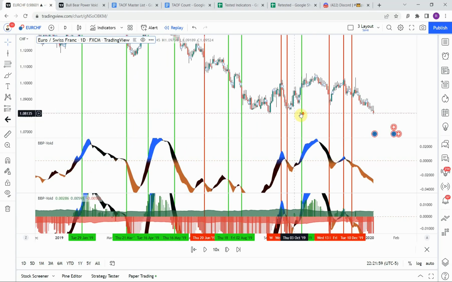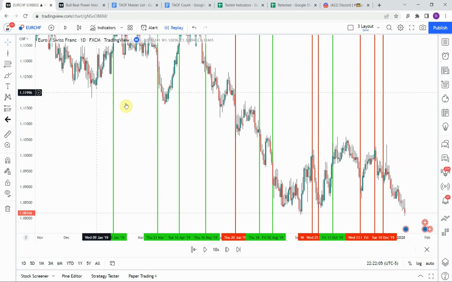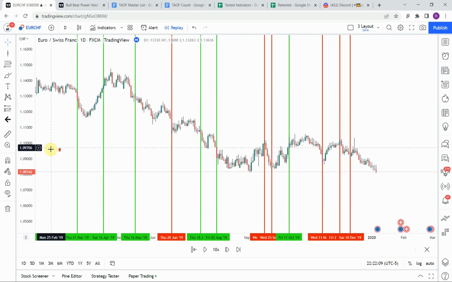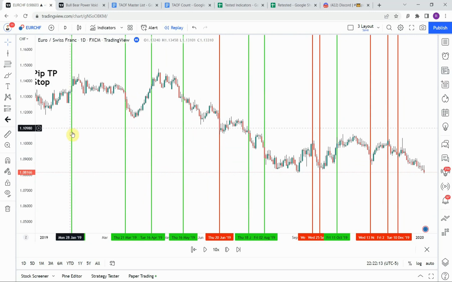All right, back to our indicator here. So we definitely got more trades within the 1 year's time. So let's go ahead and count these out and see what we have. So 1, 2, 3, 4, 5, 6, 7, 8, 9, 10, 11, 12, and 13. So we have 13 trades altogether.